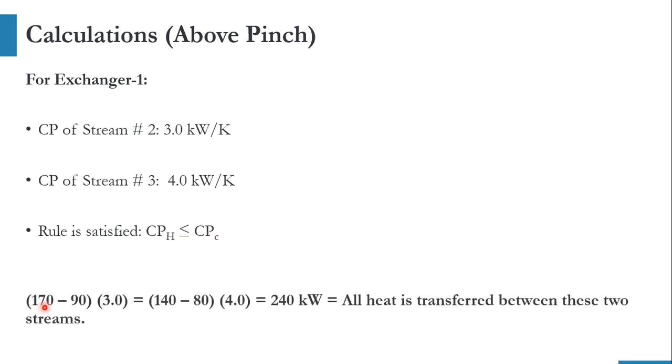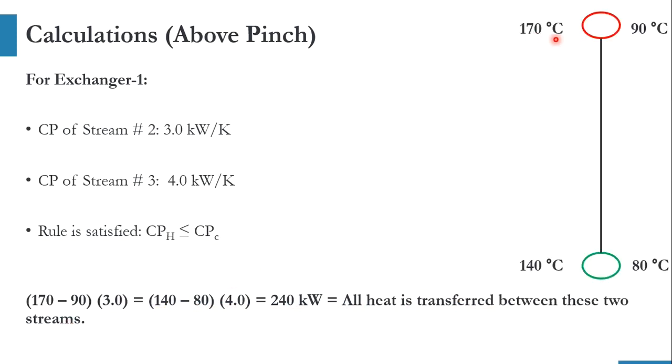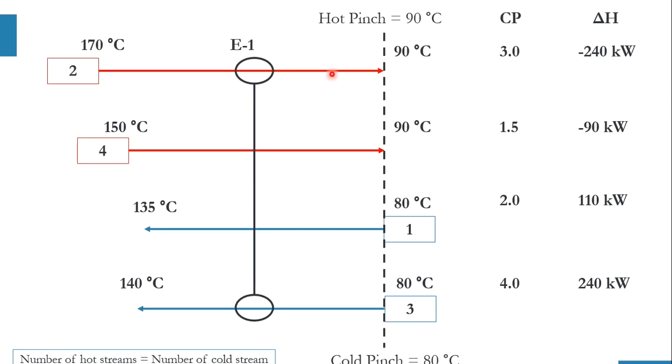And the inlet temperature was 170 degrees centigrade. The outlet temperature of the hot stream was 90 degrees centigrade, multiplied by Cp. The inlet temperature of the cold stream was 80 degrees centigrade. The outlet temperature was 140 degrees. All the heat is transferred between these two streams. And if we see, the entering temperature is 170 degrees centigrade, the exit temperature is 90 degrees centigrade. Similarly, here the entering temperature is 80, the outlet temperature is 140. So 170 minus 140 is 30. Satisfied, dT is positive. 90 minus 80 is 10. dT is satisfied, positive. So these two streams are no longer available for heat exchange, 2 and 3.